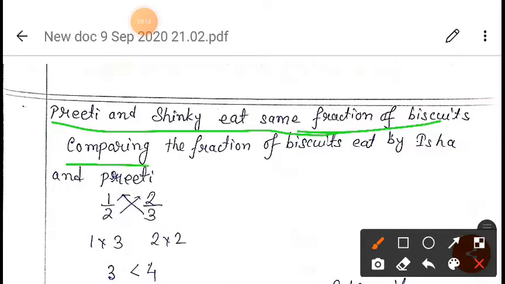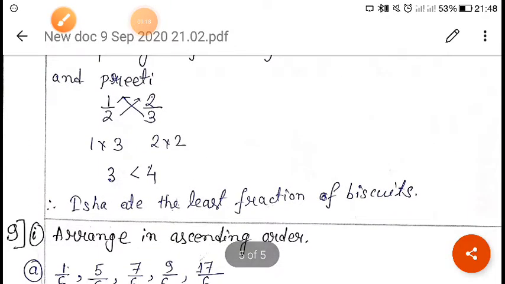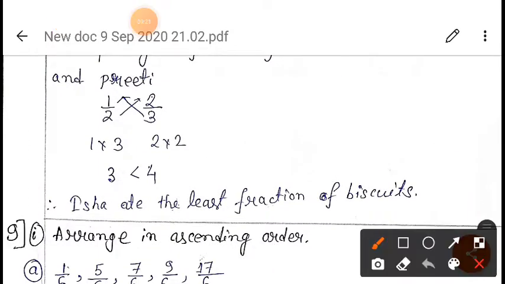Okay, then comparing the fraction of biscuits each ate by Isha and Preeti. So what we will do, we will compare these two only, Isha and Preeti. Either Isha or Preeti, if you want you can do Sanki and Preeti also, because Preeti and Sanki both have the same, right?